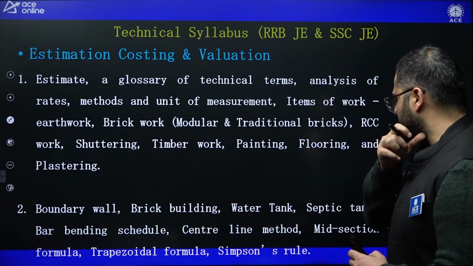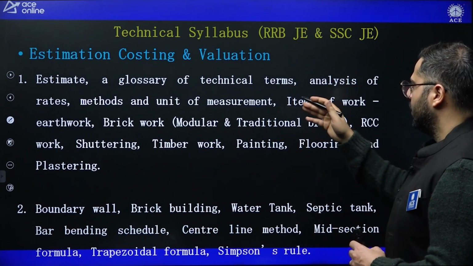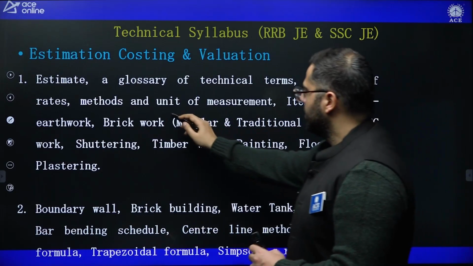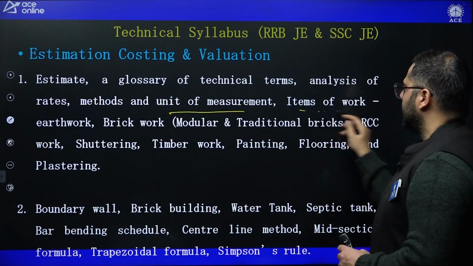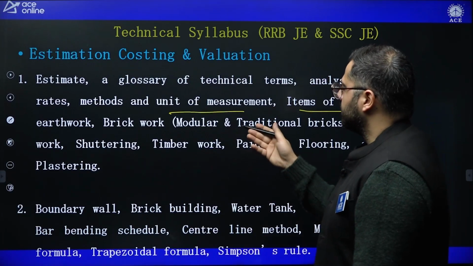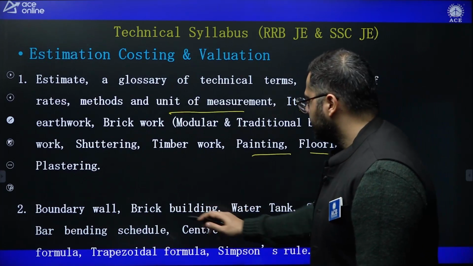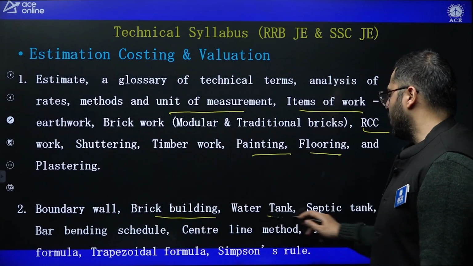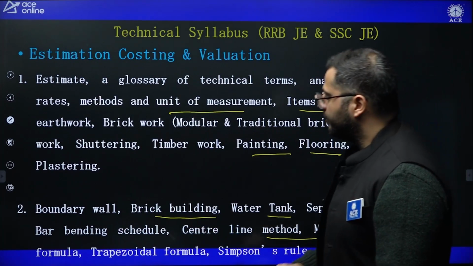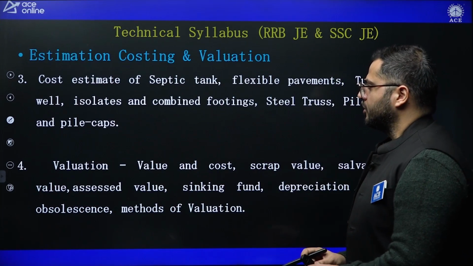Now see, estimation and costing syllabus is approximately the same. Estimator glossary of technical terms, analysis of rates, method and unit of measurements, items of work like earthwork, brickwork, RCC work, shuttering, timber work, painting, flooring and plastering. Boundary wall, after that brick building, water tank, septic tank, bar bending schedule, centerline method, mid-section formula, trapezoidal formula, Simpson's rule. All these topics are to be covered for both.